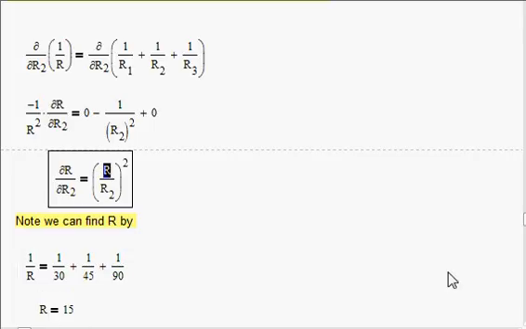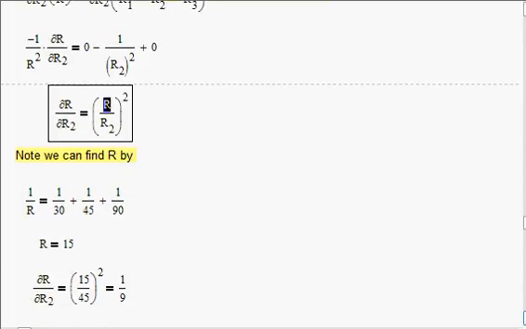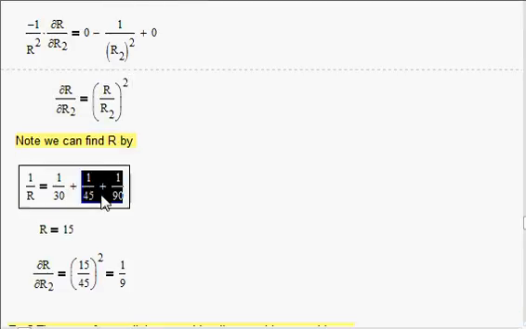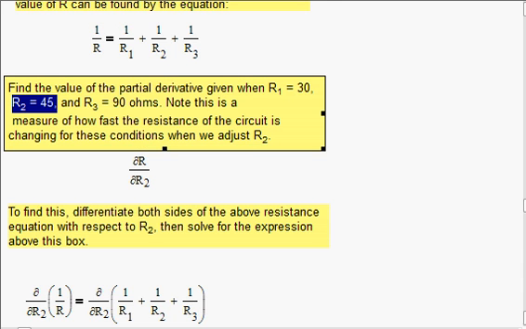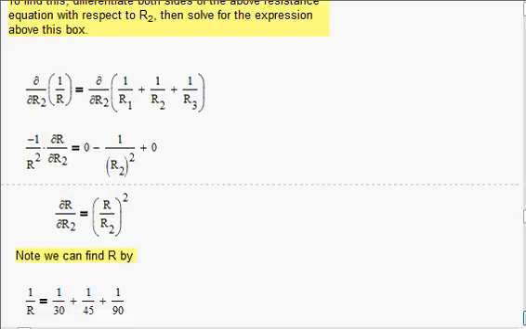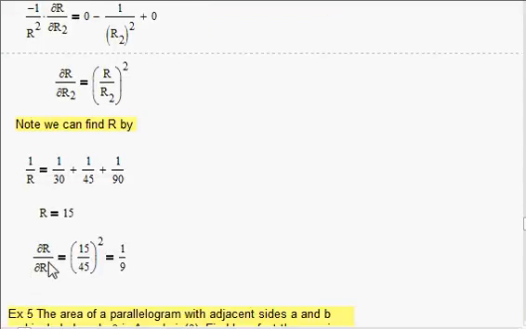So we have something to put in here. And R2, if you recall, was given as 45. I'll refresh your memory back there. R2 was given to be 45, and so that derivative of R with respect to R2 at that particular point, remember we're finding the derivative at a point, the point where R1 is 30, R2 is 45, and R3 is 90, is 15 over 45 squared, which is 1/3 squared, which is 1/9.